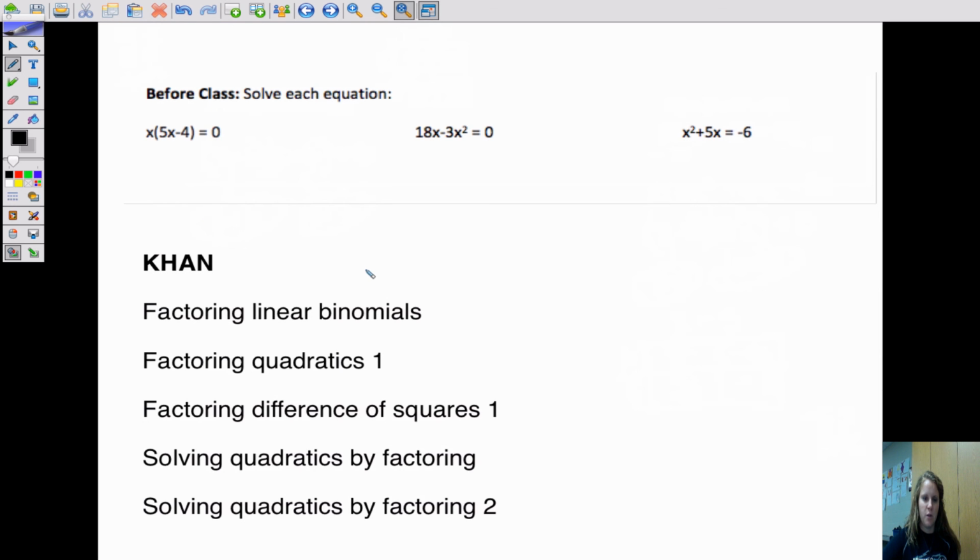Okay? So before class, try factoring this one by pulling something out, and factoring this one here, I'll help you out. This is going to be plus 5x plus 6. Try to find the factors of 6 that add to 5. Okay? If you want to work on these, these are the topics to work on.